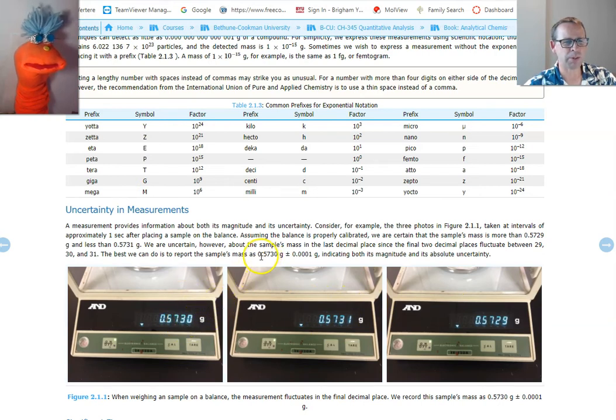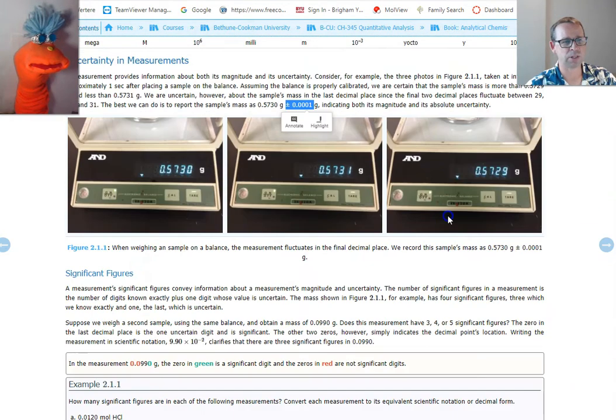So here, probably the best thing we could do is report our 5.730 with a plus or minus 0.001, indicating the magnitude, 5.730, and what we call the absolute uncertainty. All right, it's plus or minus 0.001 grams. The absolute uncertainty is always with the last number. Do you remember what the last number is in significant figures? Oh, it's an estimate. That's right. When we report that value, it's considered an estimate. So we can put an absolute uncertainty on that estimate whenever we collect or recognize the appropriate scenario.